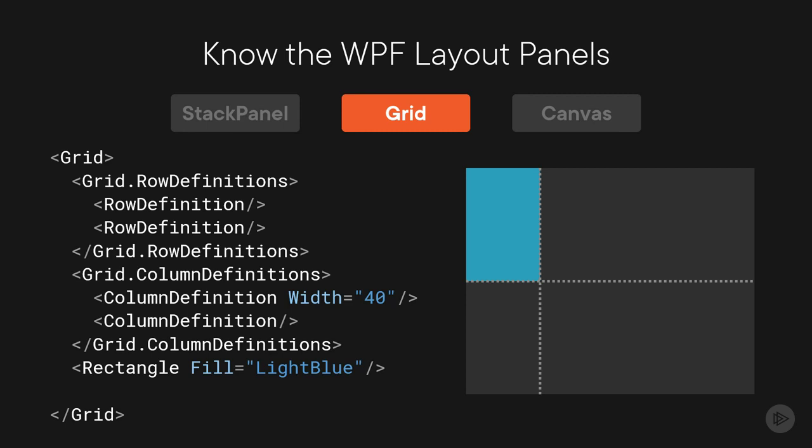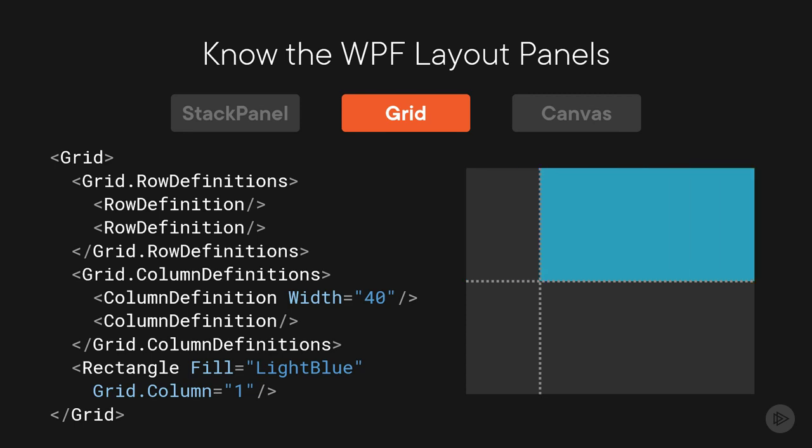Now let's add a light blue rectangle to the grid. This rectangle is placed by default in the first row and in the first column. But the rectangle can inform the grid in which column the grid should put it. This is done with the attribute Grid.Column that is set here to 1.